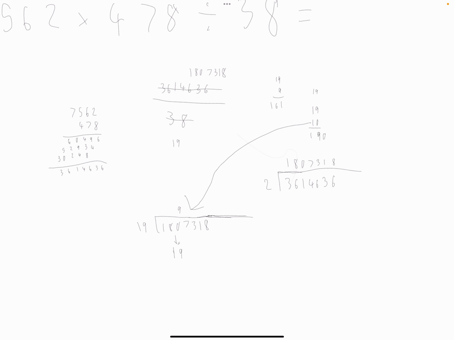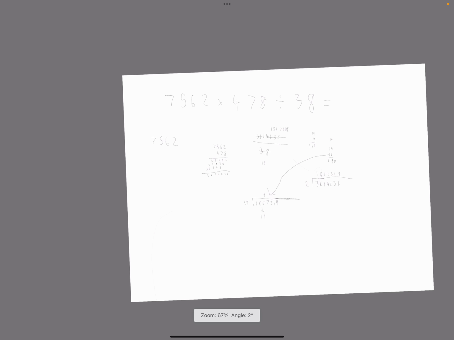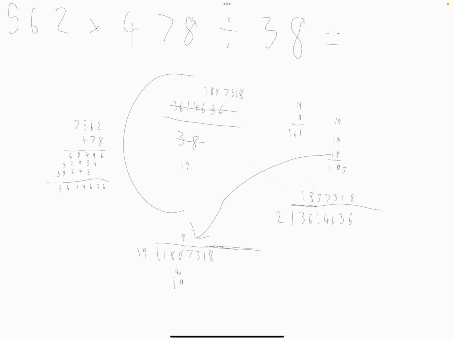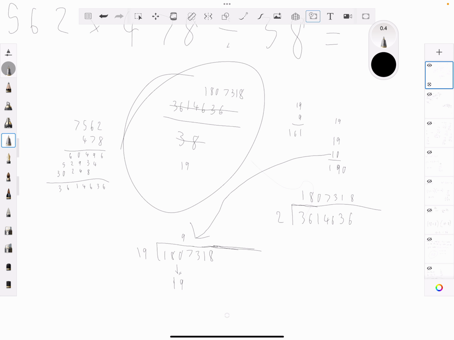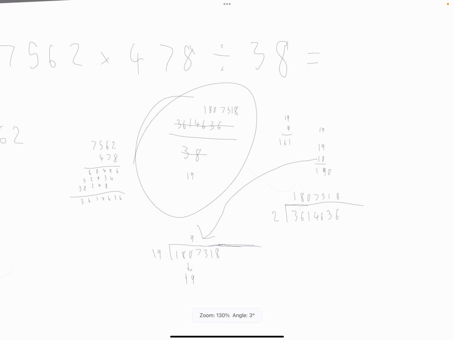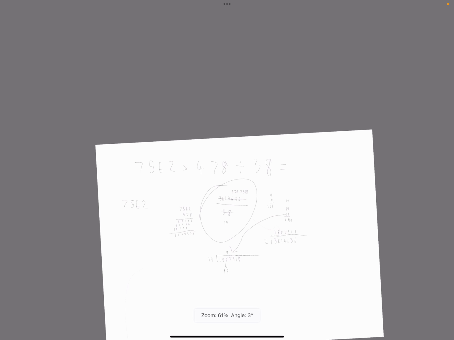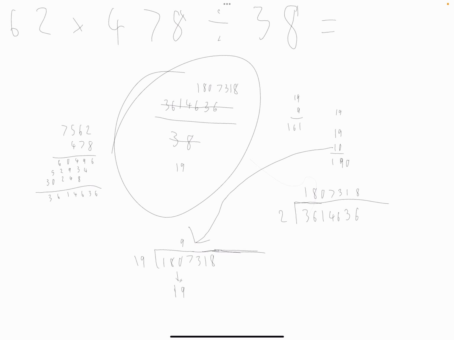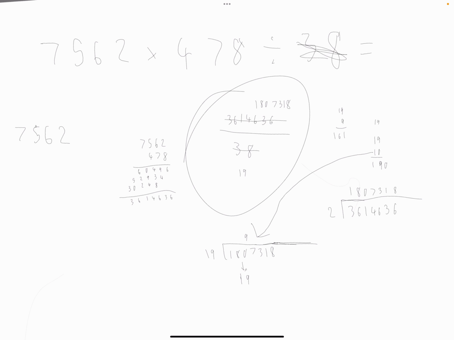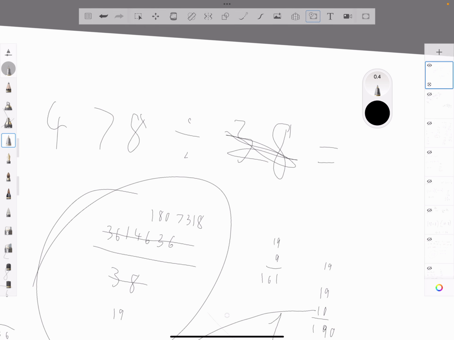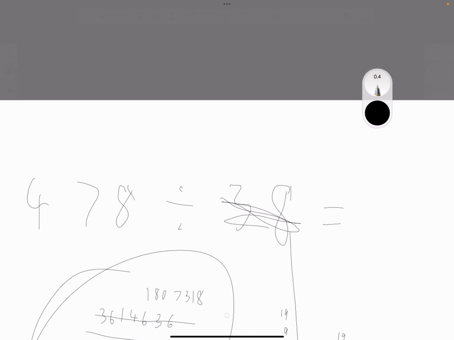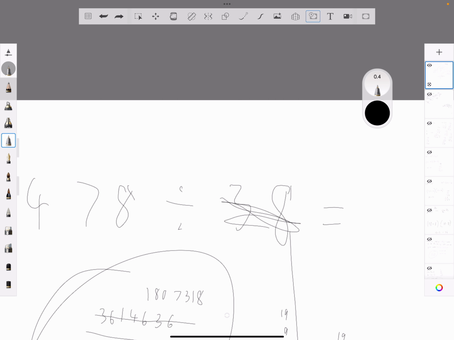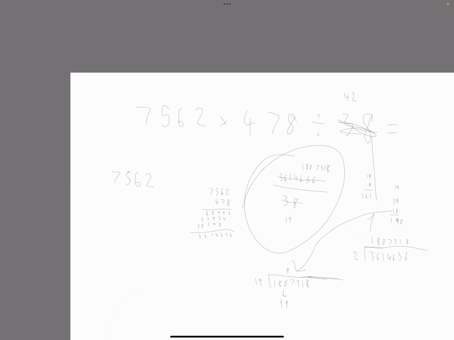We need to put the 10 there. How do I do this? Bro. How do I do that? Okay, now that's too hard. So let's make it something like, I don't know, 42 or something. Okay, 42.